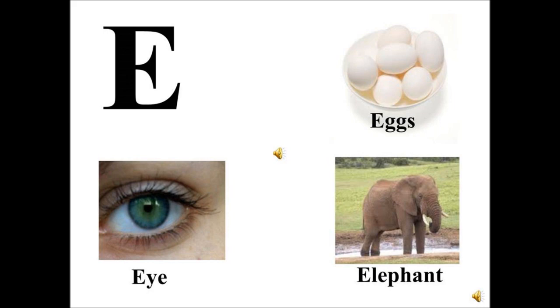What is that? That's the elephant. Elephant is an E word. Let's spell the word elephant. E-L-E-P-H-A-N-T. Elephant. Let's spell it again. E-L-E-P-H-A-N-T. Elephant. Great job. Very good.